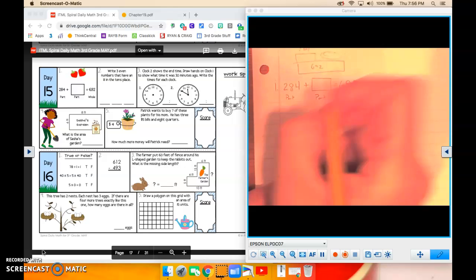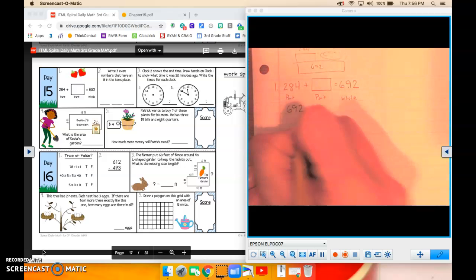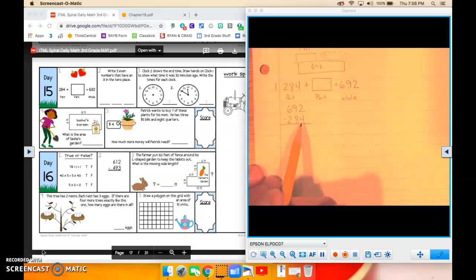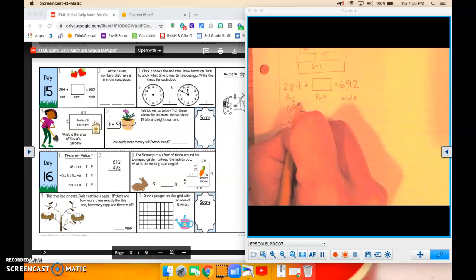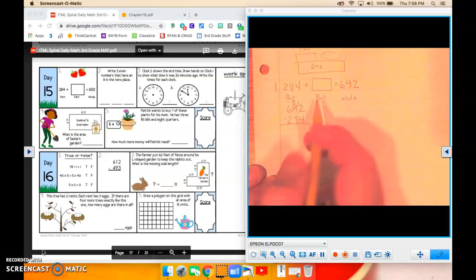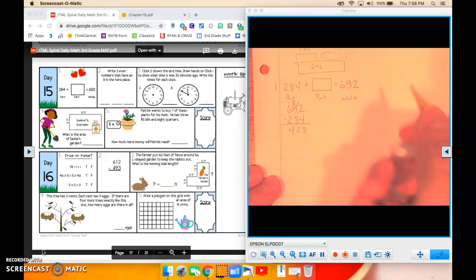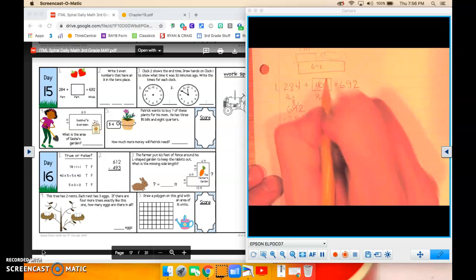So let's go 692 minus 284. So here we are. We have more on the floor, borrow from next door. 12 minus 4 is 8. 8 minus 8 is 0. Numbers the same, 0 is the game. 6 minus 2 is 4. So our missing part is 408.